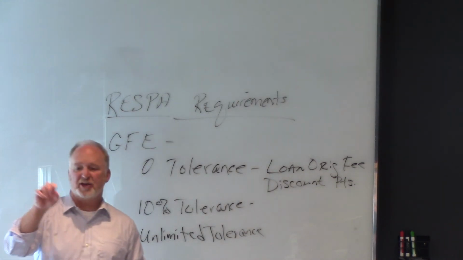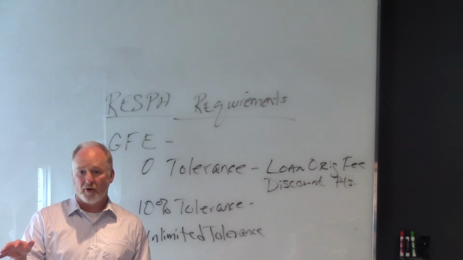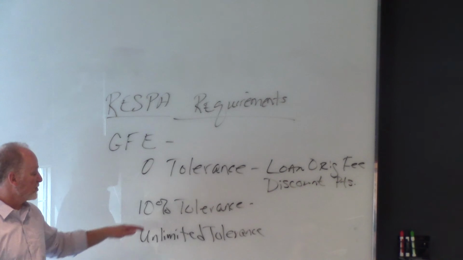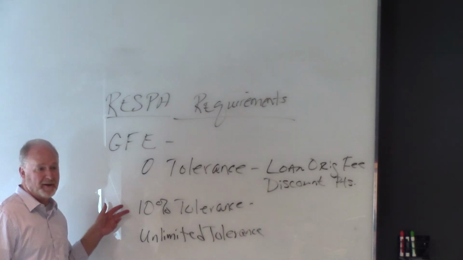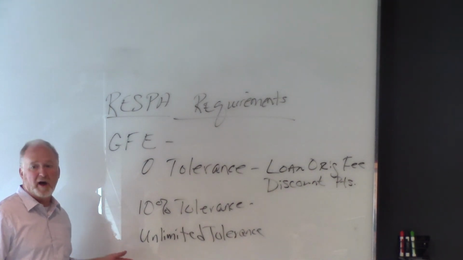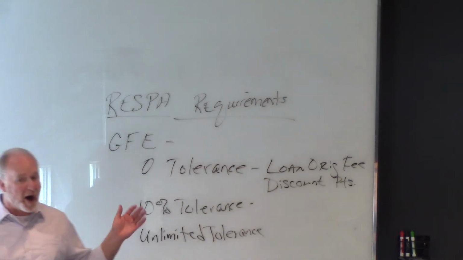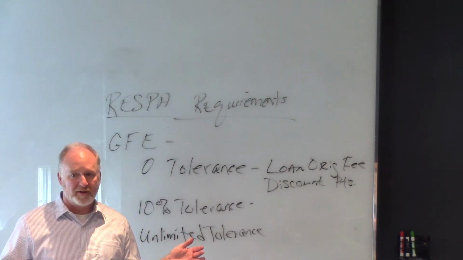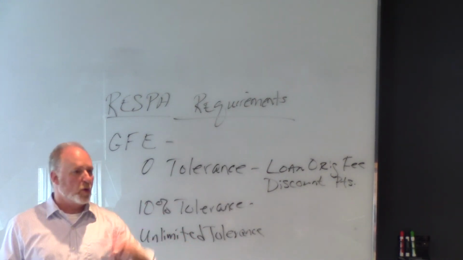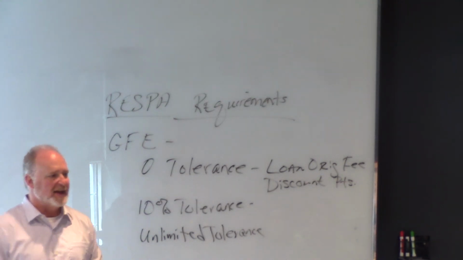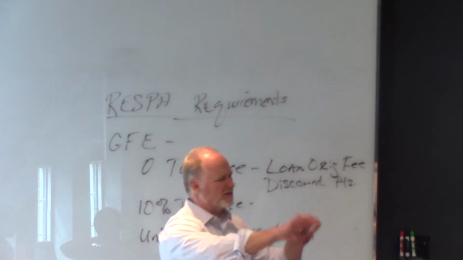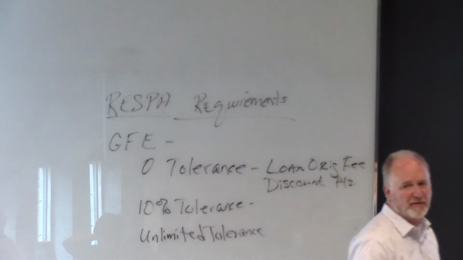These are services that you selected. As a borrower, you didn't use the attorney that's recommended by the bank. You decided to use your brother-in-law to do it. Your brother-in-law charges you twice what the lender had quoted. Well, that's not the bank's fault. That's your fault. Okay? And so unlimited tolerance category, those are things you selected. The bank has no control over that.